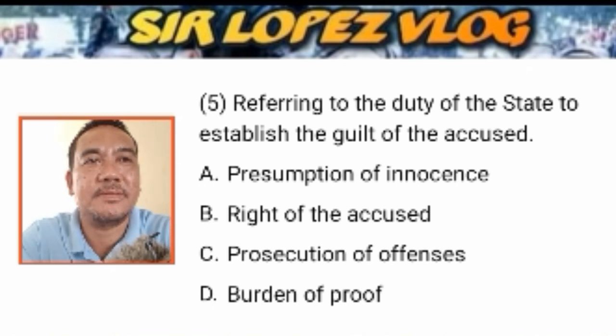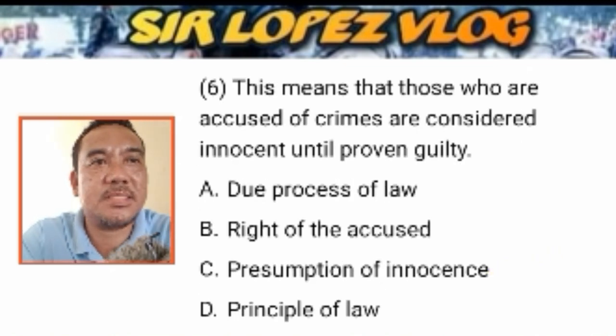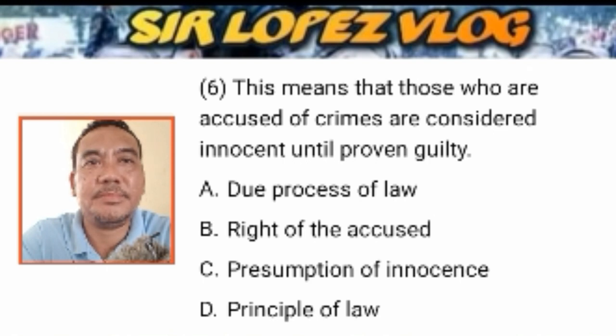Number 6. This means that those who are accused of crimes are considered innocent until proven guilty. A, due process of law. Letter B, right of the accused. Letter C, presumption of innocence. Or letter D, principle of law. 7.